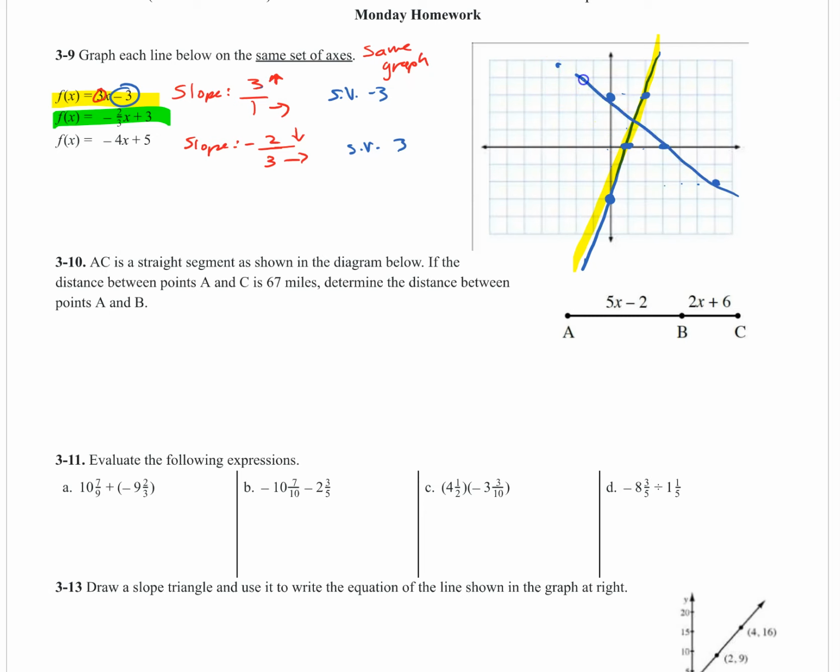Alright, and use a different color or label them somehow. You can label them as y equals 3x minus 3, y equals -2 over 3x plus 3, or you can use a different color. It's up to you.